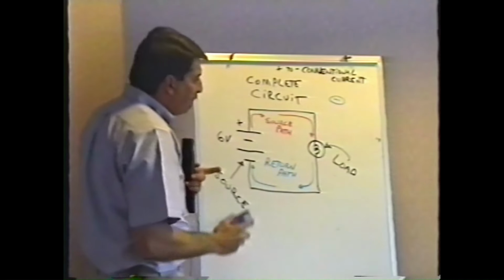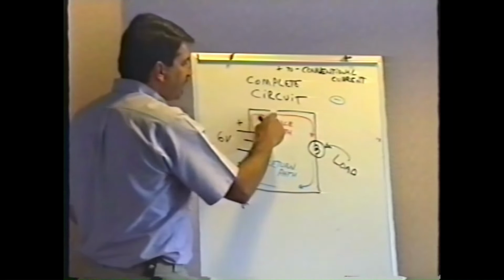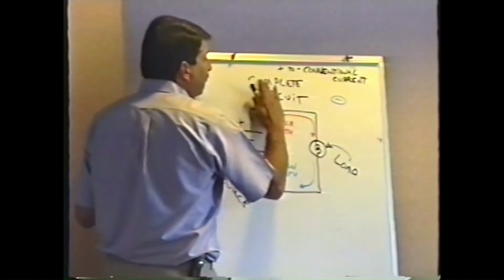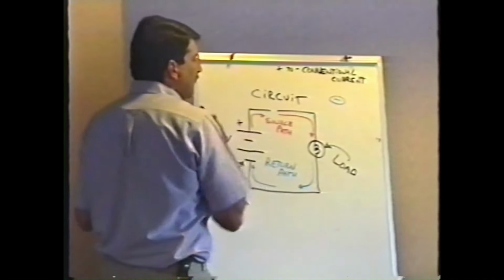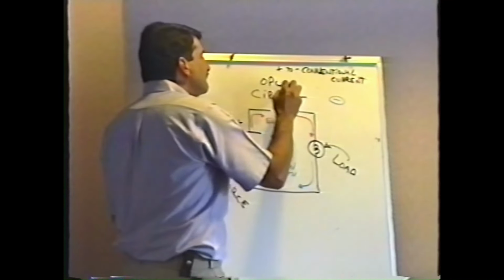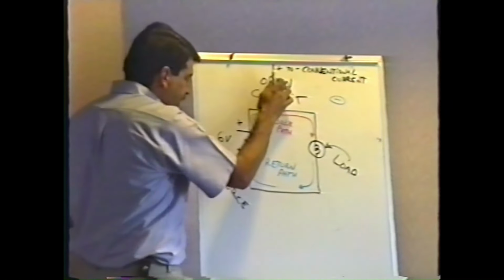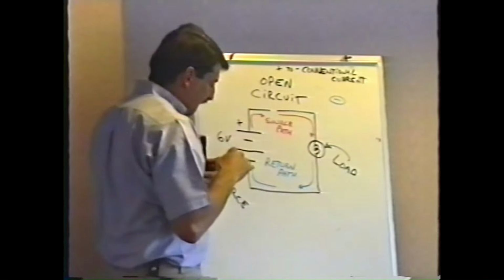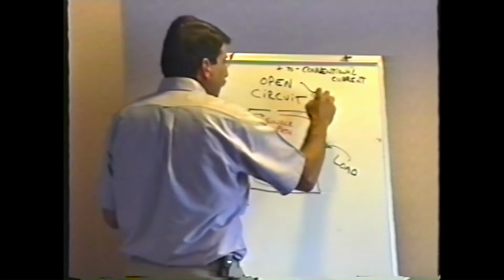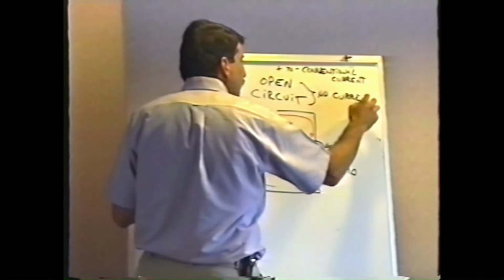If something happens and the circuit is broken somewhere, let's say the source path has a break in it, we no longer have a complete circuit. If the source path is broken, this is now known as an open circuit. And in an open circuit, there is no flow of electric current.